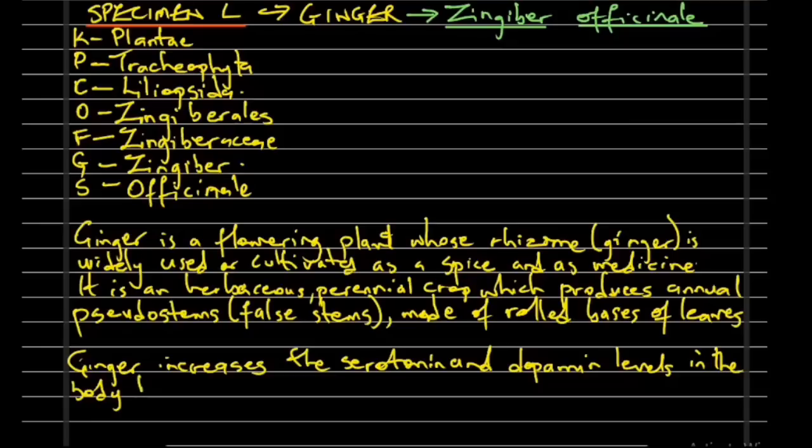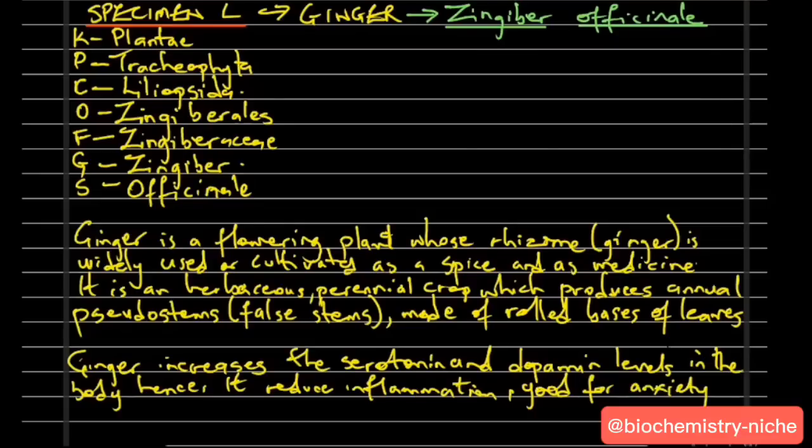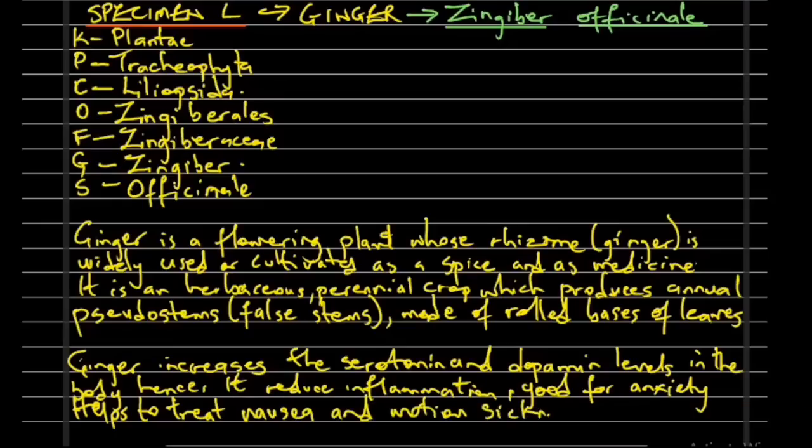It reduces inflammation. So these are some of the medicinal functions. It is good for anxiety. It helps to alleviate anxiety, depression, dementia, even PTSD. It also helps to treat nausea and motion sickness. You can also see it preventing swine flu. It eases stomach pains or stomach upsets. These and some others are the functions of this particular crop.